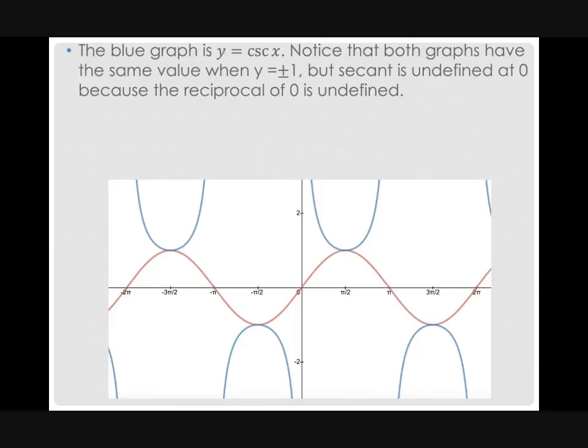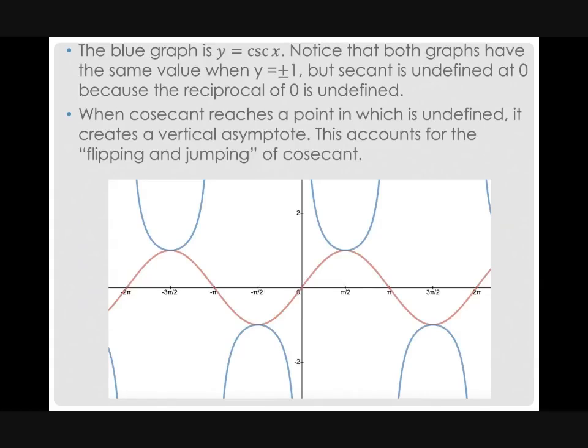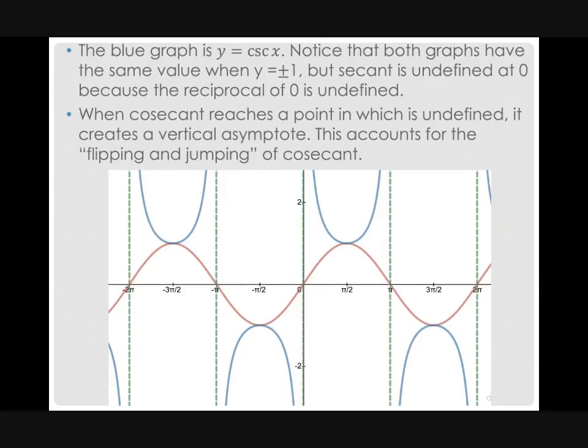The blue graph here represents cosecant of x. Notice that both graphs have the same value at plus or minus 1, as shown by the fact that they are touching. But cosecant is undefined at 0 because the reciprocal of 0 is undefined. And once again, this creates vertical asymptotes, which account for the flipping and jumping of cosecant, as shown below.